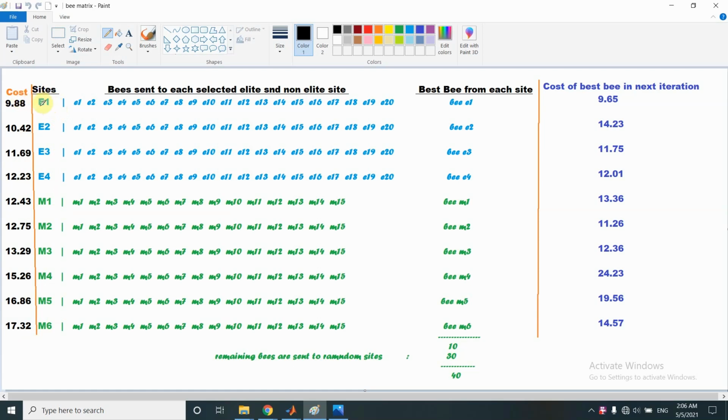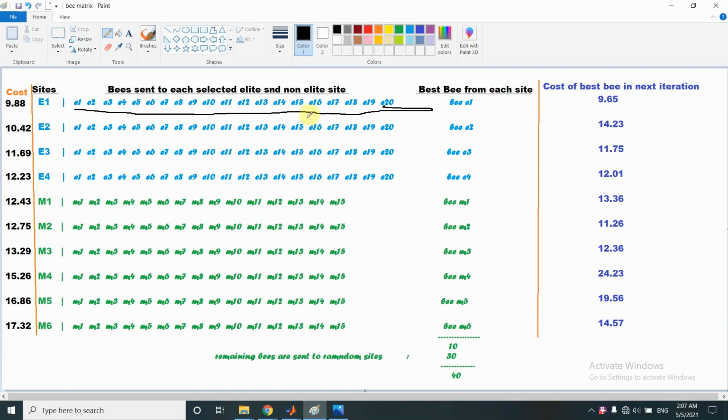Now to the E1 site we have sent 20 bees. These E1, E2, E3 up till E20 all represent 20 bees sent to the site E1. Similarly, these 20 bees are sent to site E2 and so on. And for each of the non-elite sites, 15 bees are sent to each site. 15 to this M1, 15 to this M2, 15 to this M3, and so on.